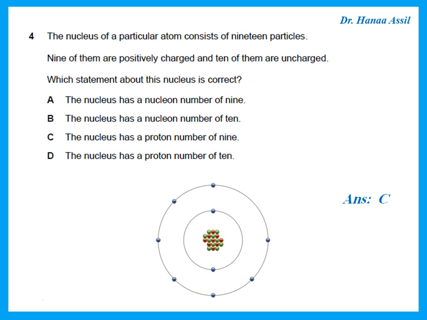But if he says the nucleus has a nucleon number of 9, what does nucleon number mean? Nucleon number means the total number of particles in the nucleus, or what we refer to as mass number. So actually, if he says the nucleus as a whole consists of 19 particles, then the nucleon number is 19. The nucleus has a nucleon number of 10? No, it's 19. Option D says the nucleus has a proton number of 10. No, he said it has 9 positively charged particles, and you should realize that the positively charged particles are the protons.